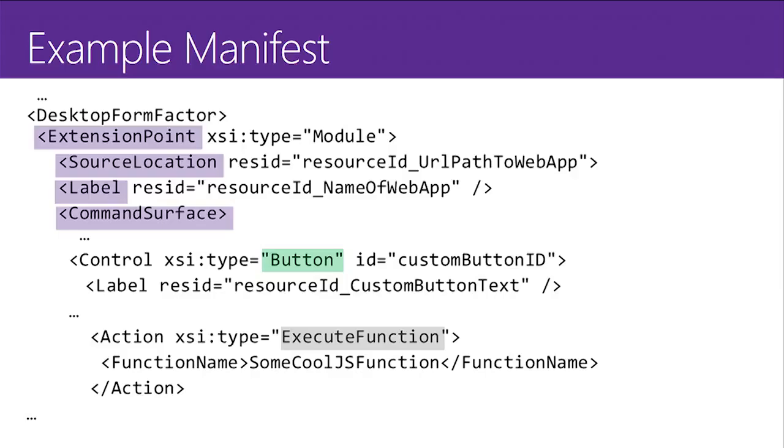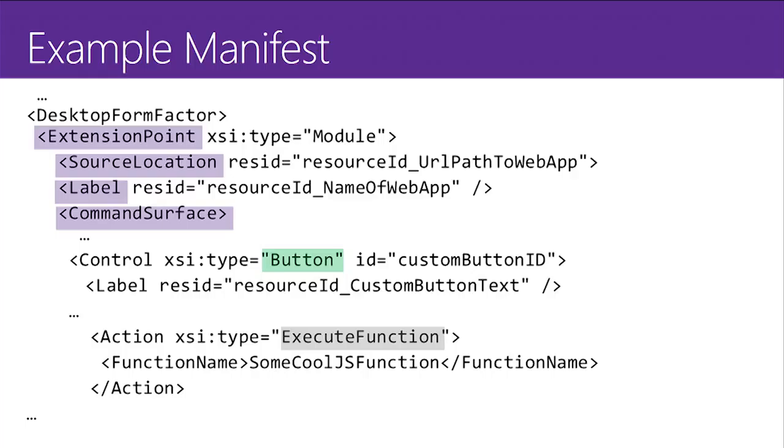First, we specify the module type, which is a sibling to the other extension points, such as message read command surface and message compose command surface. Next, we have the source location, which is a child of the module extension point. This will point to the home page of the web app. The label comes next, and this is just the name of the web app and entry point you will see in the navigation pane on the left-hand side of the add-ins module. This is where I showed the 3 apps on the previous slide, apps 1, 2, and 3.